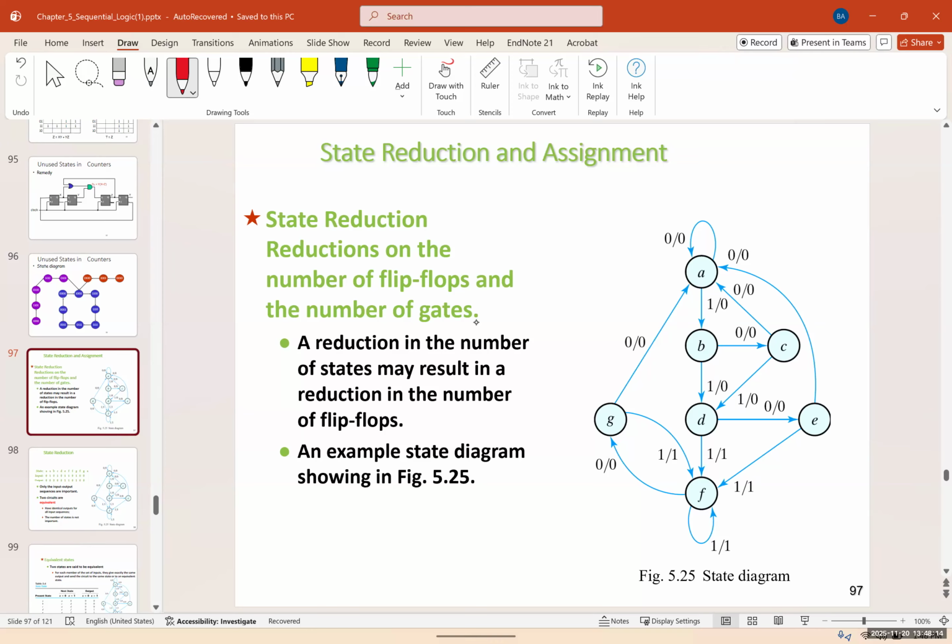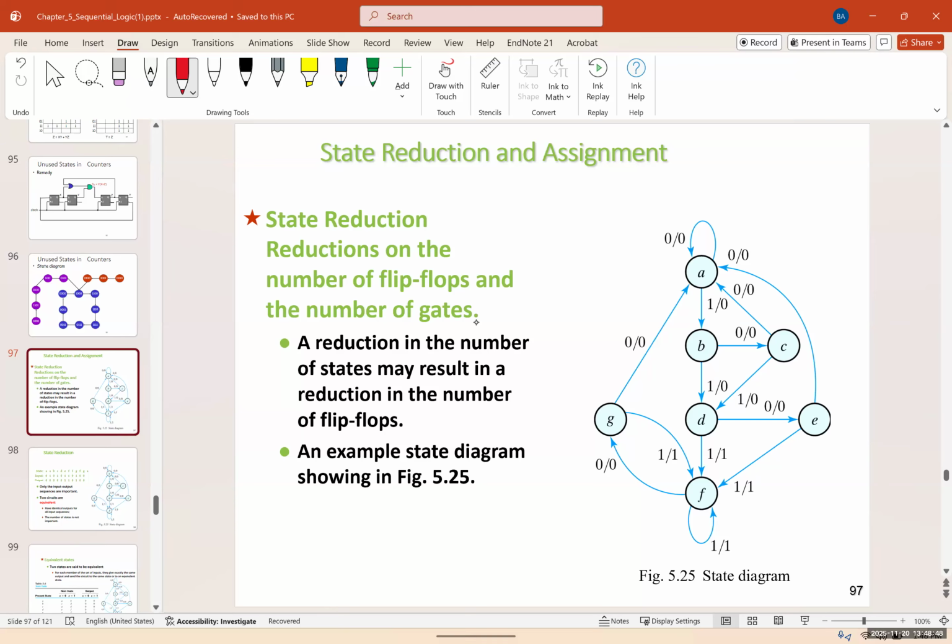So the state reduction is a reduction in the number of flip-flops and the number of gates. A reduction in the number of states may result in a reduction in the number of flip-flops. So this is a method for simplifying our sequential logic circuits. Again, for combinational logic circuits and functions, we use Boolean algebra and K-map. For sequential, we can use the state reduction system.